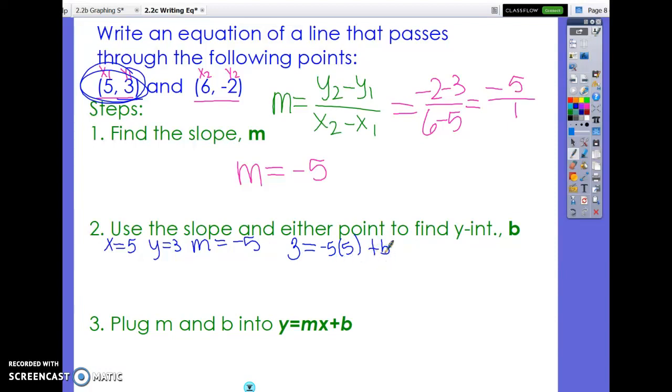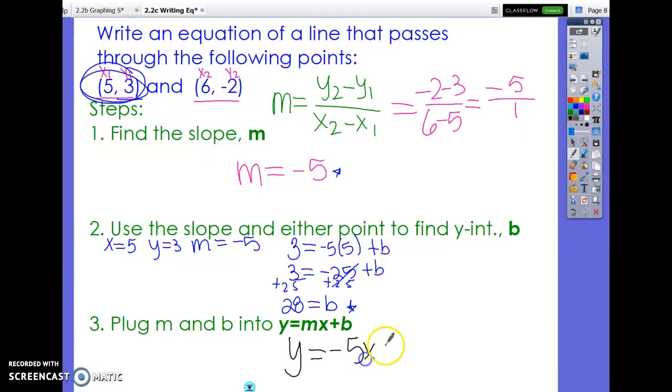And now I just solve, just like we did in the previous slide. 3 = -25 + b. Well, plus 25, plus 25. Our y-intercept is 28. Now we have our slope and our y-intercept, so we can write the equation of this line. y = -5x + 28. And that is our answer. That's our solution.